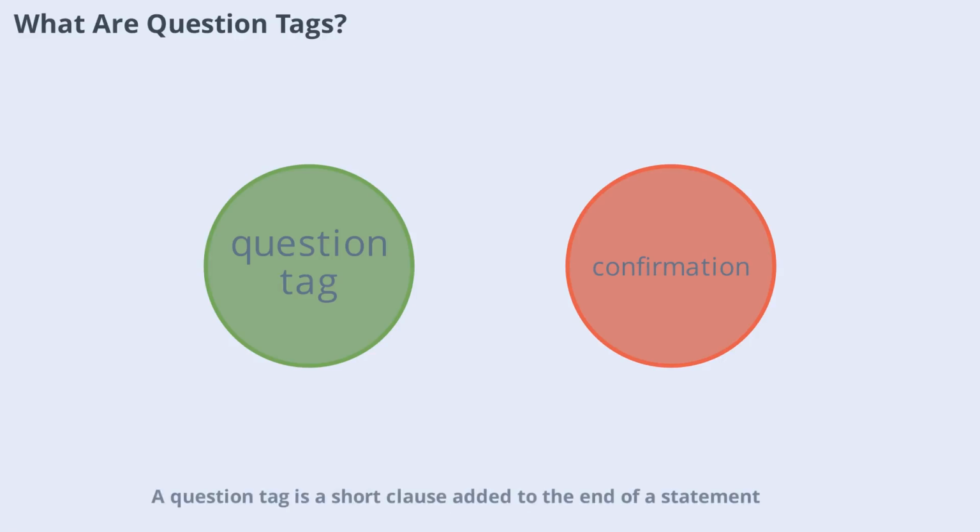Start with the basics. A question tag is a short clause added to the end of a statement. Its main purpose is to turn a regular sentence into a question or to check for confirmation. For example, if you say, "You're coming, aren't you?" you're not just making a statement, you're inviting a response. Question tags are common in everyday English and help keep conversations interactive and friendly.